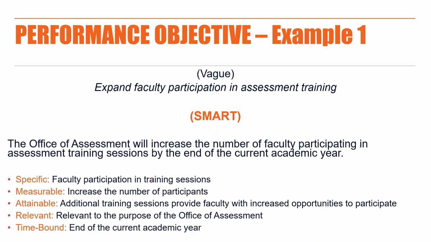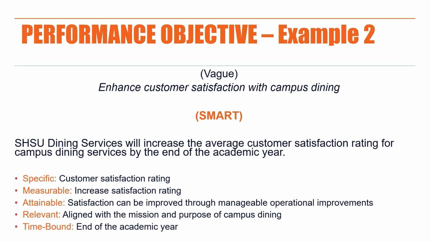It is also relevant because it aligns directly with the mission and purpose of the Office of Assessment. Finally, the objective is time-bound because it specifies that the outcome should be achieved by the end of the current academic year. By addressing each element of the SMART framework, the vague statement becomes a clear, measurable, and accessible performance objective. In this example, the objective, enhance customer satisfaction with campus dining, is vague.